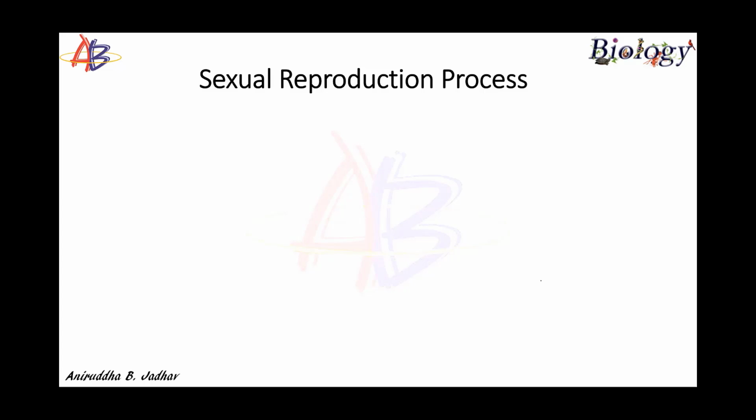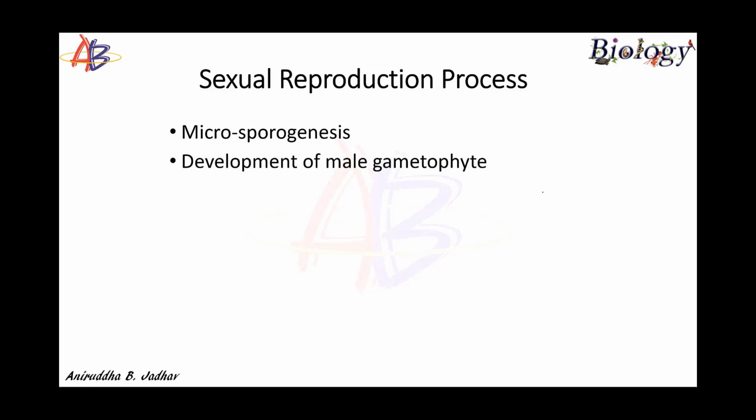Thus, the process of sexual reproduction in angiosperms involves mainly these particular steps. The first step is called microsporogenesis, which is formation of male reproductive structures called microspores or pollen grains. Once the microspores and pollen grains are formed, the next stage is followed, that is development of male gametophyte. So the second stage is development of male gametophyte.